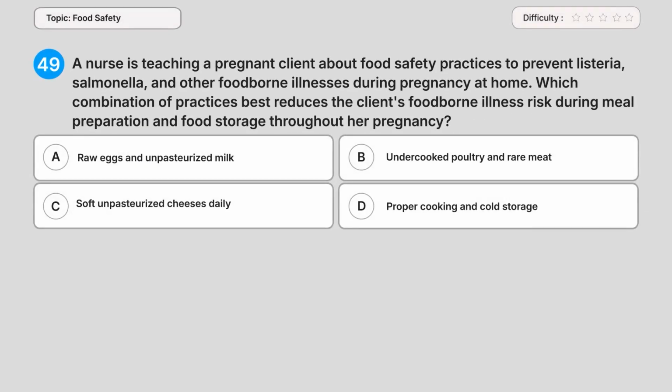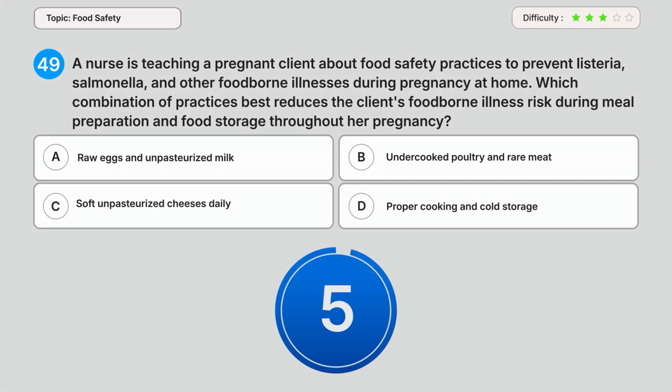49. A nurse is teaching a pregnant client about food safety practices to prevent listeria, salmonella, and other foodborne illnesses during pregnancy at home. Which combination of practices best reduces the client's foodborne illness risk during meal preparation and food storage throughout her pregnancy? A. Raw eggs and unpasteurized milk. B. Undercooked poultry and rare meat. C. Soft unpasteurized cheeses daily. D. Proper cooking and cold storage. Do you know the answer?